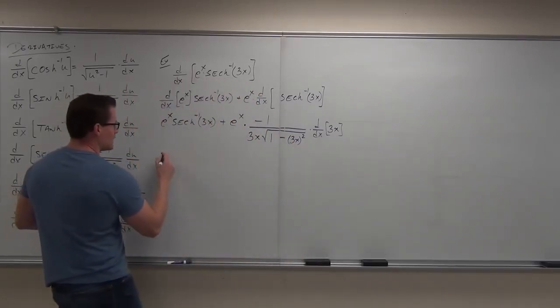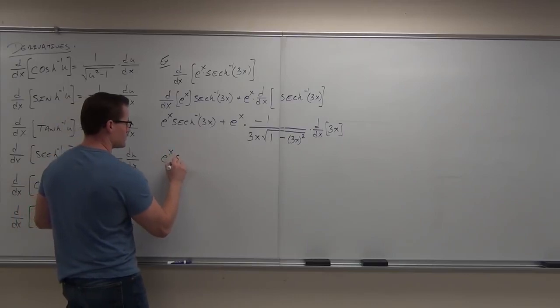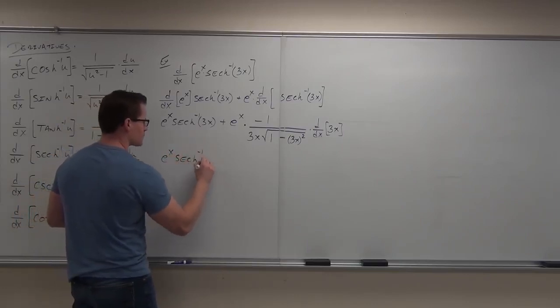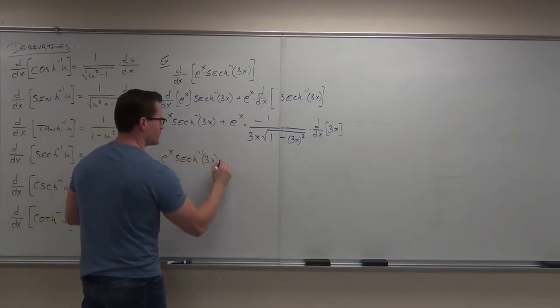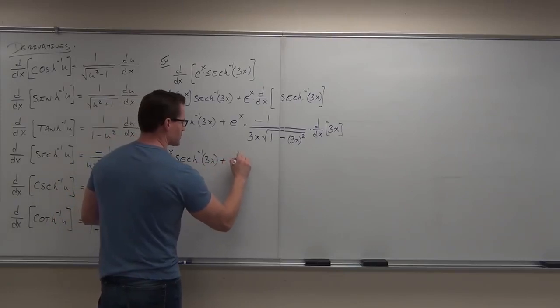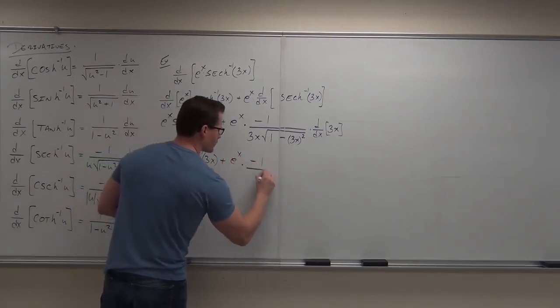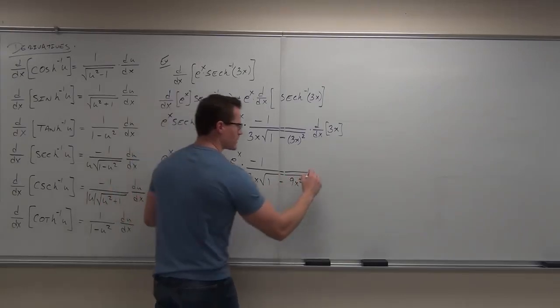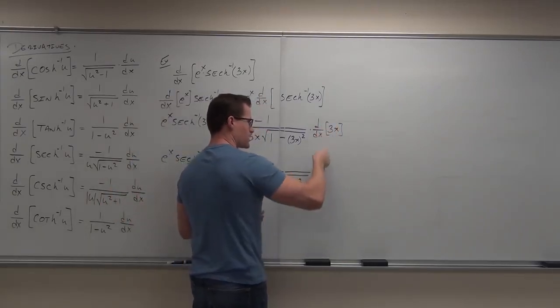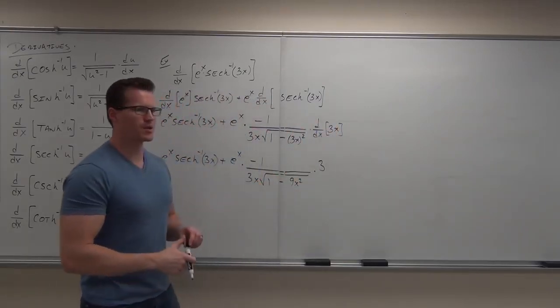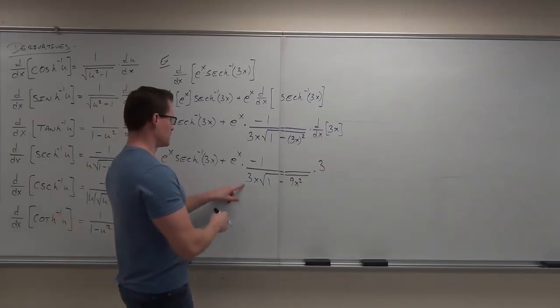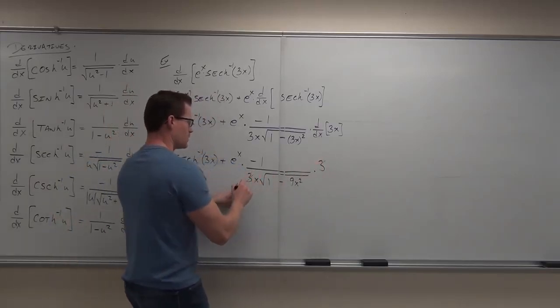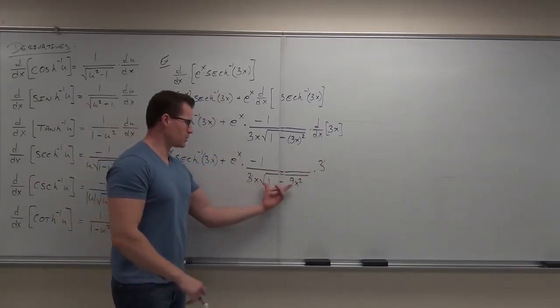So we keep on going. We got e to the x, hyperbolic secant inverse of 3x. And then we've got an e to the x. We've got a -1 over all this stuff. Of course, we'll make that 9x squared times 3. Derivative of 3x is 3. Tell me some things that happen here. Gone and gone. That's multiplied. That's all multiplied. That's connected.